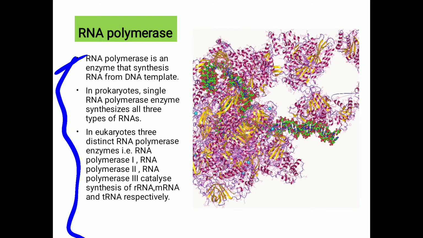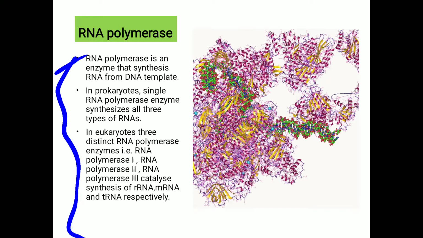In the case of prokaryotes, a single RNA polymerase synthesizes all types of RNAs like mRNA, tRNA and rRNA. But in the case of eukaryotic cells, for the three kinds of RNAs we need different RNA polymerases. For rRNA, RNA polymerase 1 is needed, for mRNA, RNA polymerase 2, and for tRNA, RNA polymerase 3 is being used.